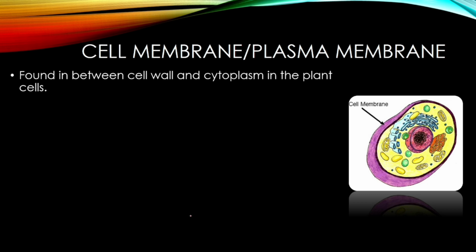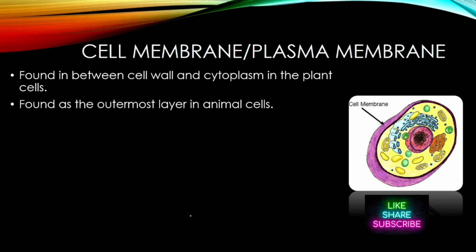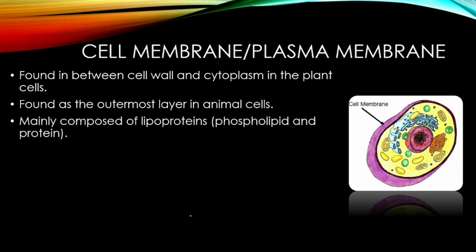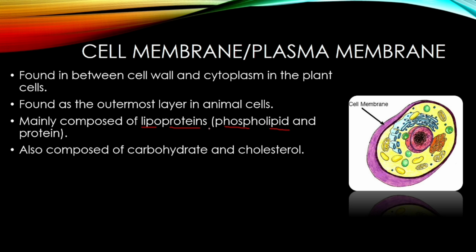The cell membrane is found between the cell wall and the cytoplasm in plant cells, and it is the outermost membrane of animal cells. It is generally composed of lipoprotein, phospholipid and protein. Lipo is what? Lipid. Proteins, you know that, right? Lipid plus protein is lipoprotein. Phospholipid is a phosphate group and the lipid, that is fat, and protein. It is also composed of carbohydrate and cholesterol.